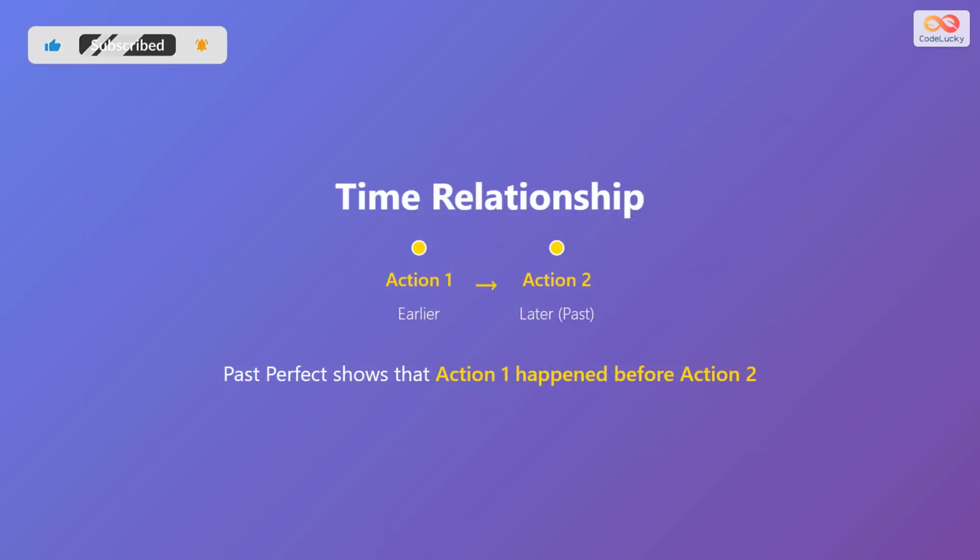The past perfect shows a time relationship between two past actions. Imagine two events happening in the past. Action 1 happens first, and action 2 happens later. We use the past perfect to talk about action 1, the earlier action. Then we use the simple past to talk about action 2, the later action. This helps the listener understand the order of events clearly.